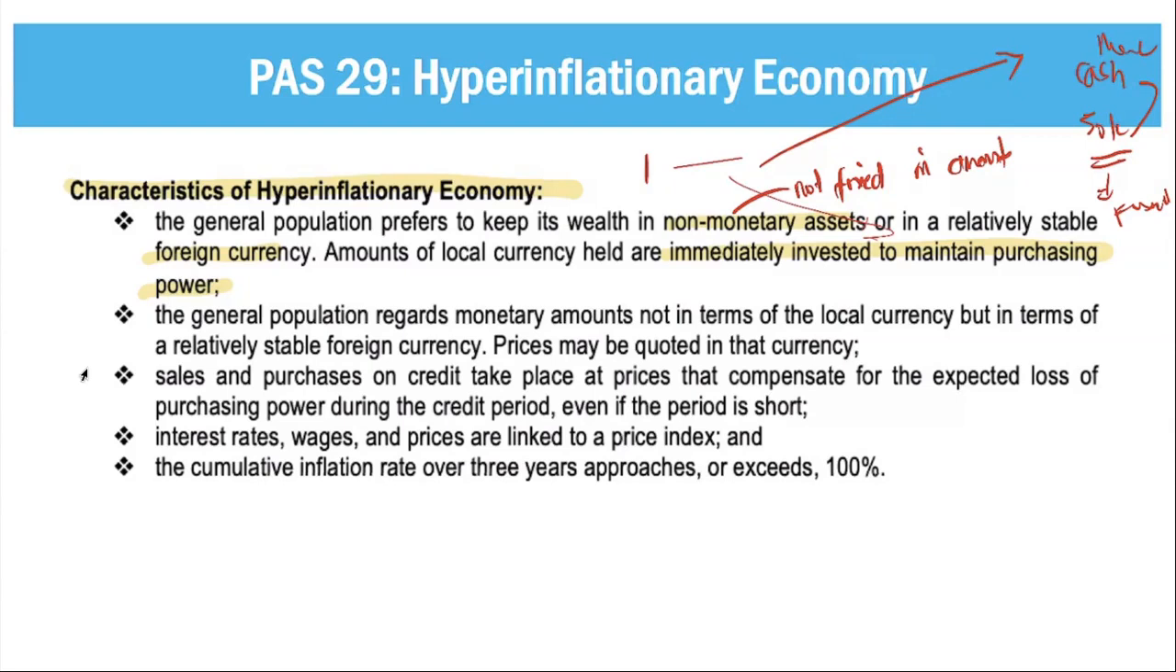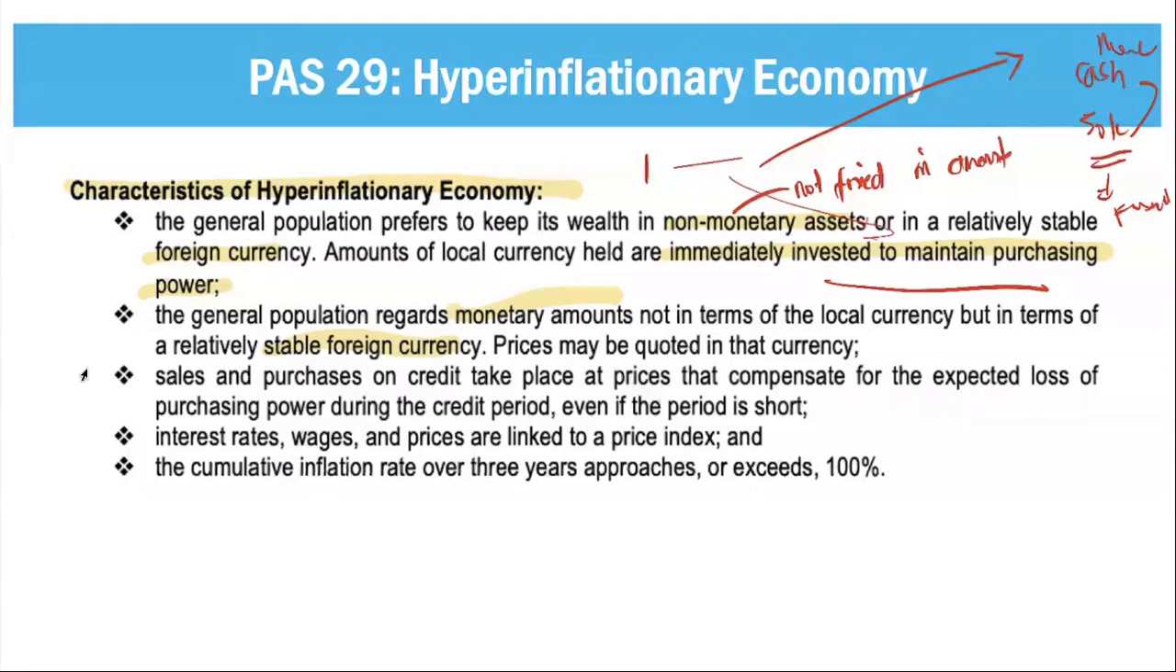Next, the general population records monetary amounts not in terms of the local currency, but in terms of a relatively stable foreign currency. Prices may be quoted in that currency. Since we have a fixed monetary amount and you place it in a stable foreign currency, again, you still maintain it. Next, sales and purchases on credit take place at prices that compensate for the expected loss of purchasing power during the credit period, even if the period is short.